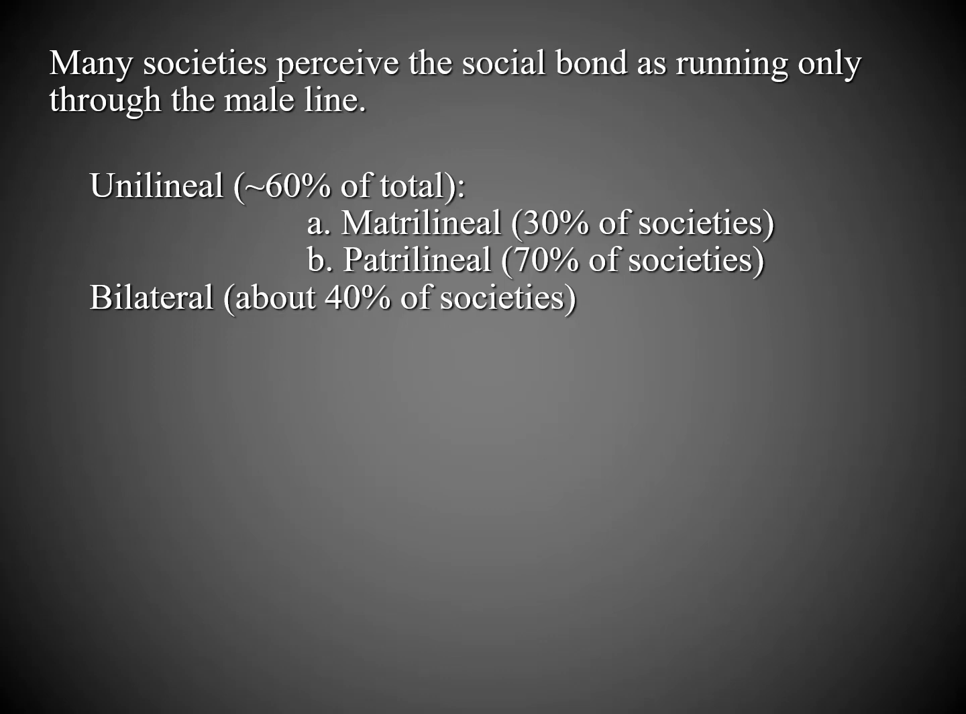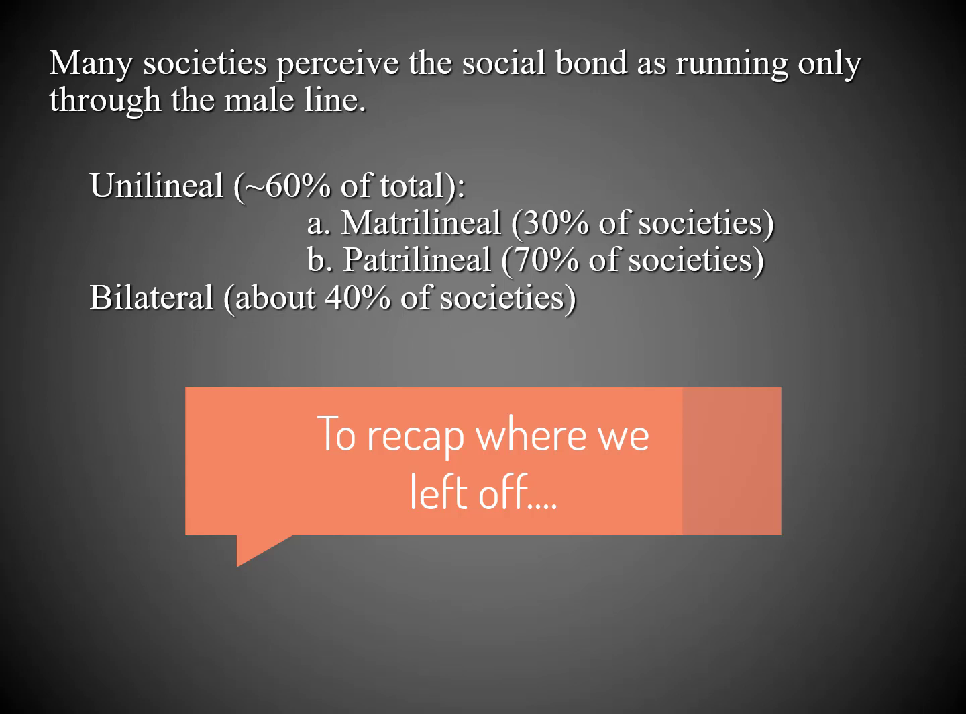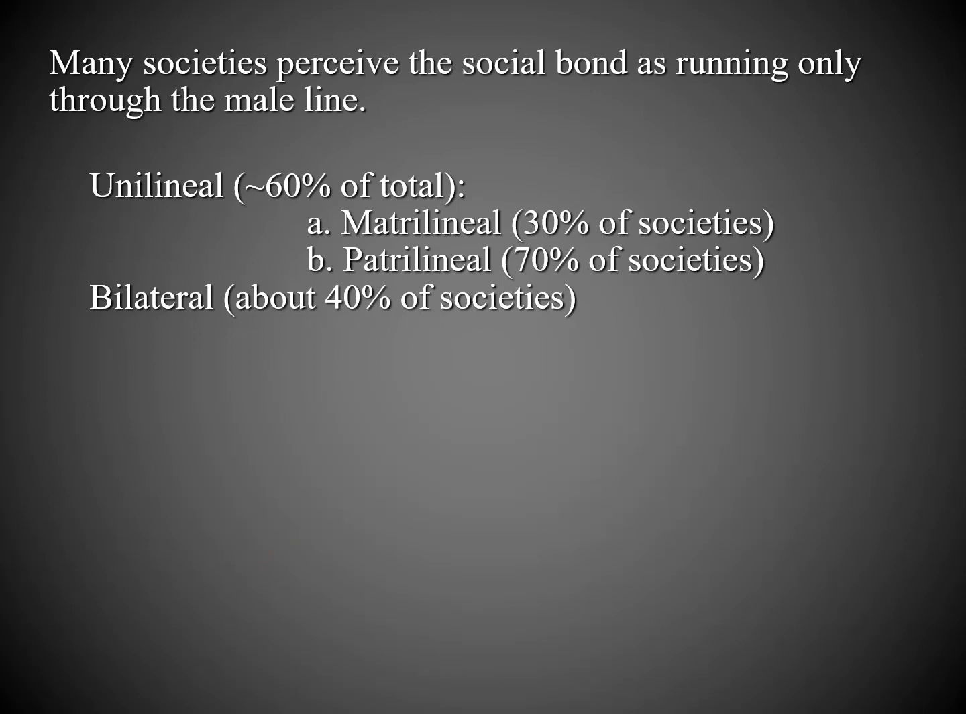So, in many societies, kind of globally, the social bond, kinship, is seen as running only through the male line. And what I mean by that is patrilineal societies, that's the dominant form. About 60% of societies that have existed, not people, but different types of societies, have a form of unilineal descent, not bilateral, not the type of kinship and descent that we're used to, that we've grown up with, that seems normal and natural to us.